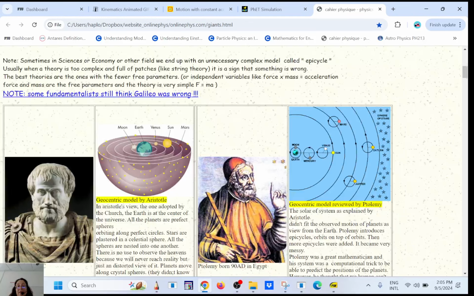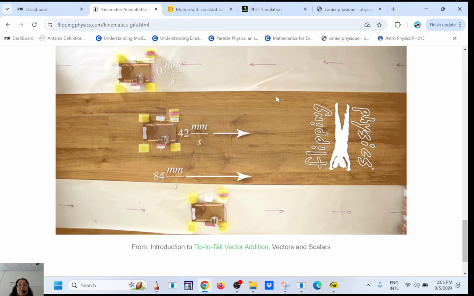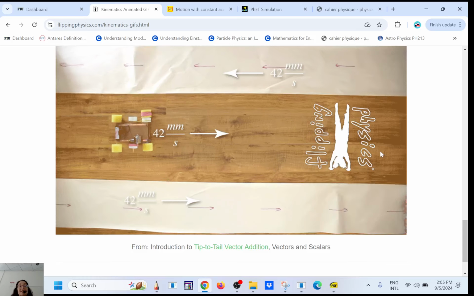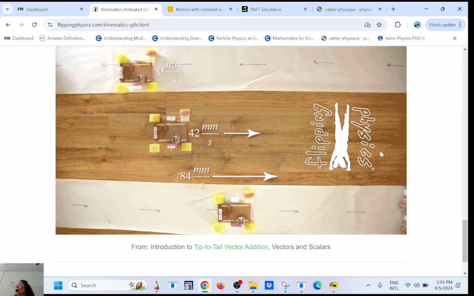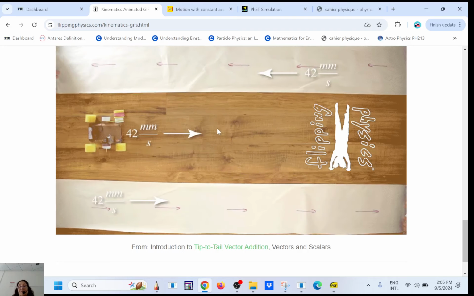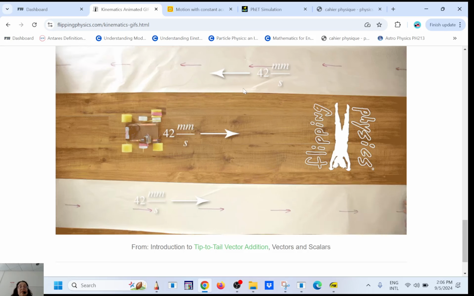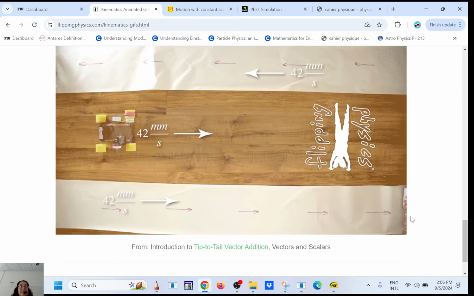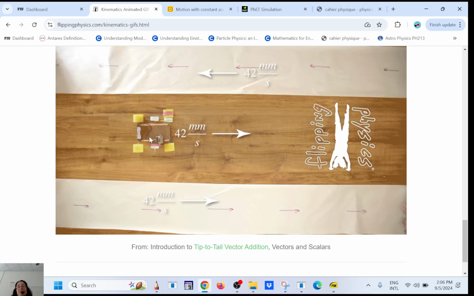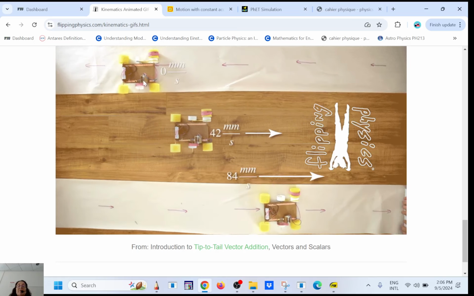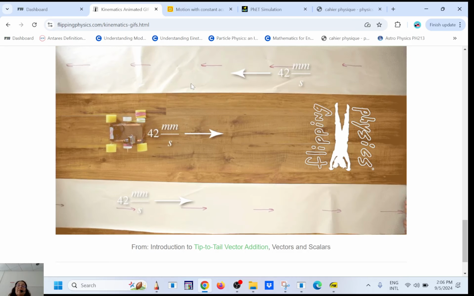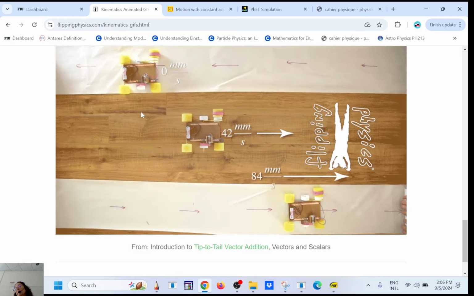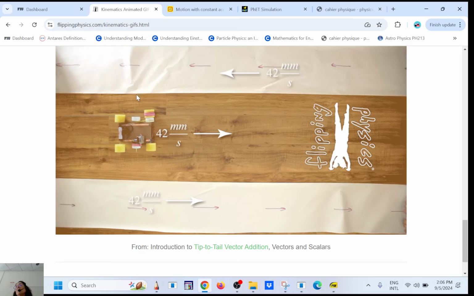What I forgot to show you last time is a very good YouTube channel called Flipping Physics. He also has a website where he has great GIFs, and this is a demo that you can do. It's like a running sidewalk, and he's rolling the paper here. This car is going at 42. If the car is moving at 42 to the right, and the paper is moving at 42 to the left, from your perspective, it's not moving at all. Does it make sense?